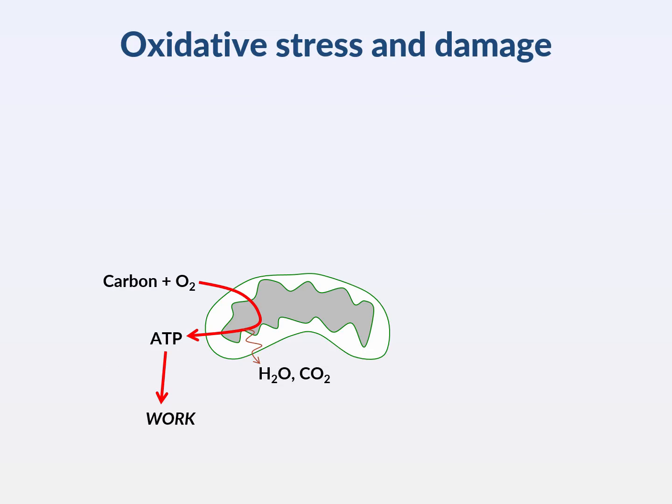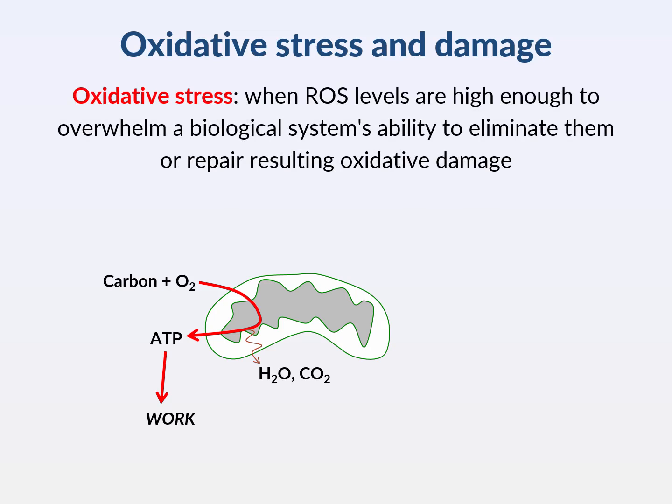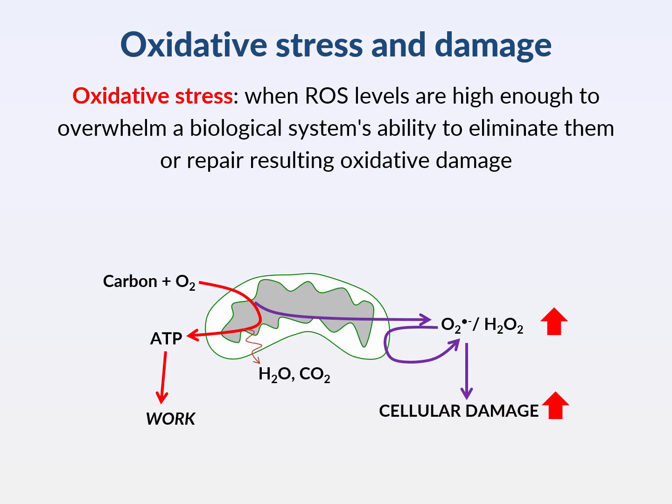I'm going to talk a little bit about oxidative stress and damage because it's very important in terms of reactive oxygen species production within a cell. Oxidative stress refers to when reactive oxygen species levels are high enough to overwhelm a biological system's ability to eliminate them or repair resulting oxidative damage. In this scenario, mitochondria are producing large amounts of reactive oxygen species, in this case superoxide and hydrogen peroxide, which can accumulate within the cell, resulting in cellular damage.